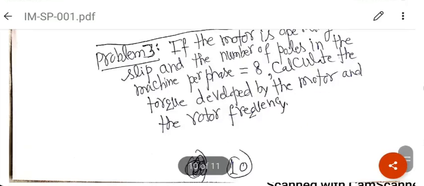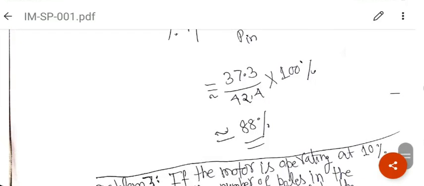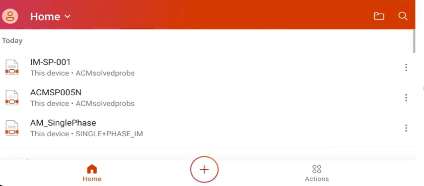Okay. This is how you tackle induction motor problems, even without worrying too much about actual currents and voltages.